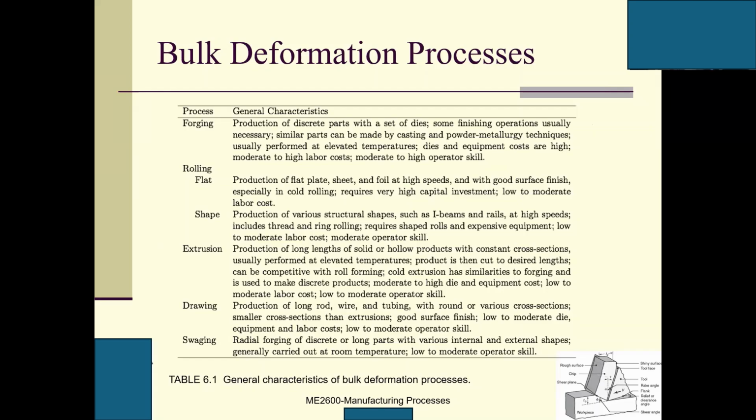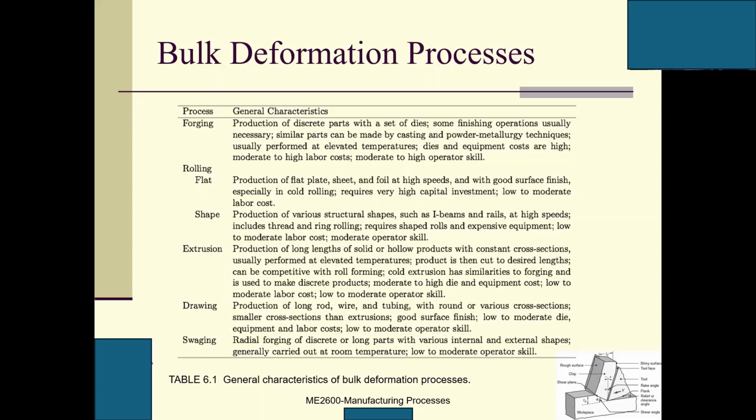We have different rollers and put the material inside, and then just let these rollers run, and we can roll the material. Extrusion is the production of long lengths of solid or hollow products with constant cross-sectional area, usually performed at elevated temperature. Why? Can somebody tell me why we do this one at elevated temperature? If we elevate the temperature, what will happen? The material will become softer, right? And so it is much easier to deform it. So you know that.